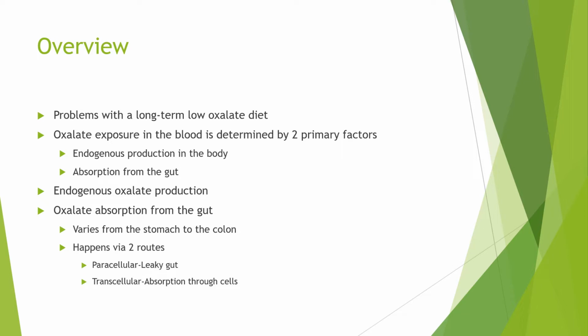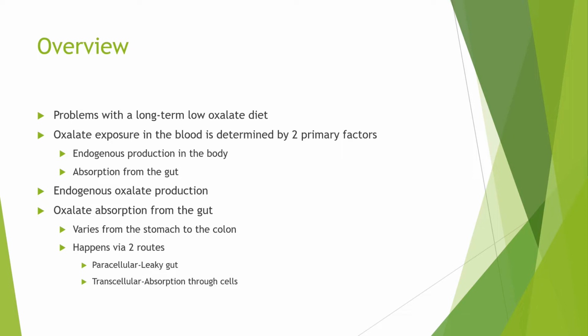Our gut is exquisitely designed to deal with oxalate in our diet, to help us not only remove the oxalate from our diet, but pull the oxalate from our blood that we make endogenously through metabolism. Oxalate absorption varies from the stomach to the colon, and we'll discuss why that is and how that happens. We'll discuss how oxalate absorption occurs.